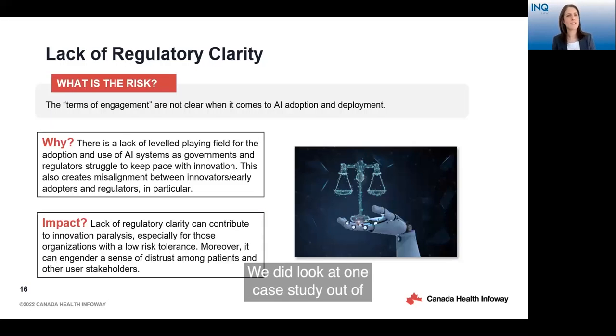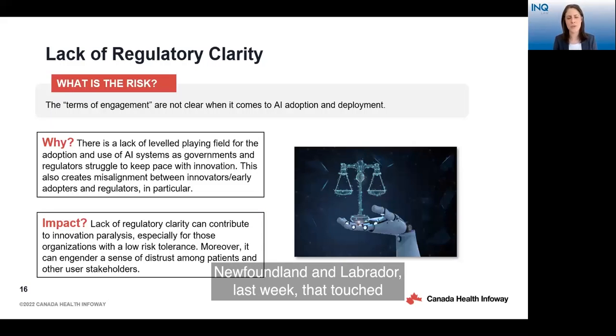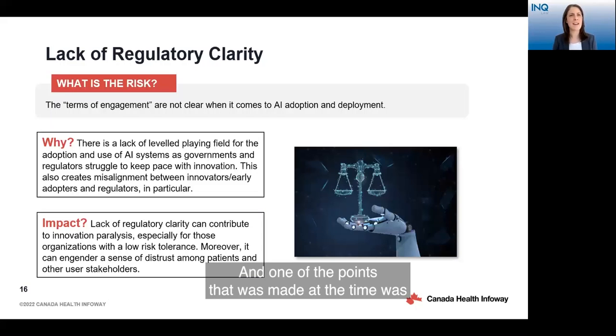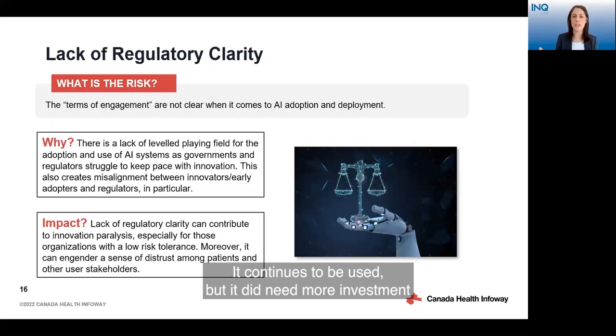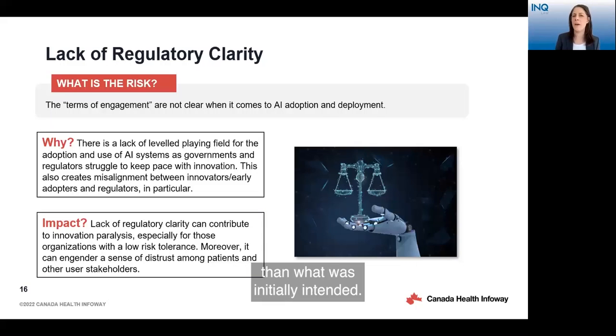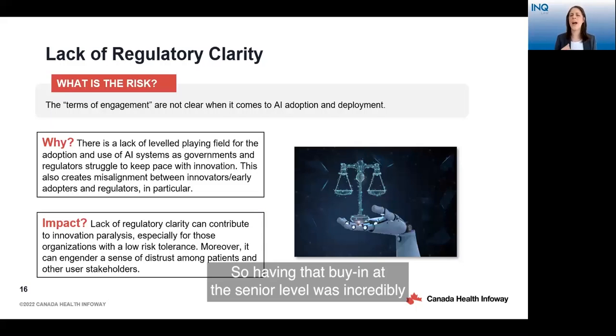We did look at one case study out of Newfoundland and Labrador last week that touched on the virtual assistant, an AI-enabled virtual assistant for internal supports to staff at Eastern Health to identify mental health resources that were available to them. And one of the points that was made at the time was this particular system was very valuable. It continues to be used, but it did need more investment than what was initially intended. So having that buy-in at the senior level was incredibly important to see it through to success in the end.